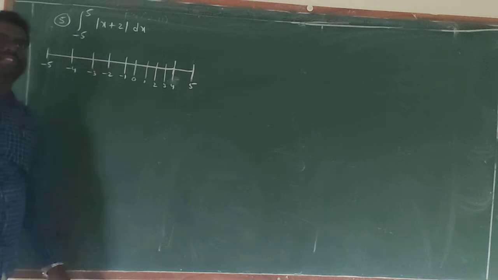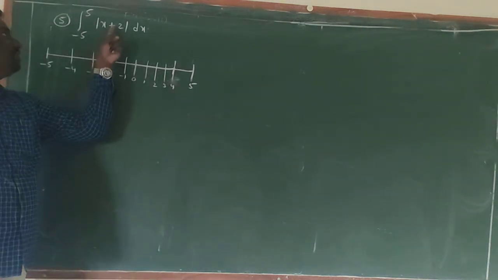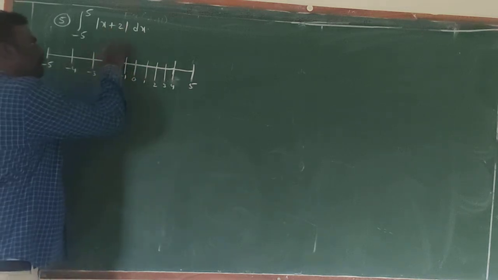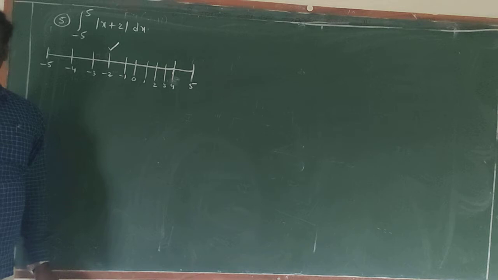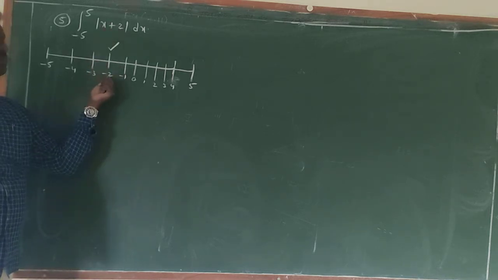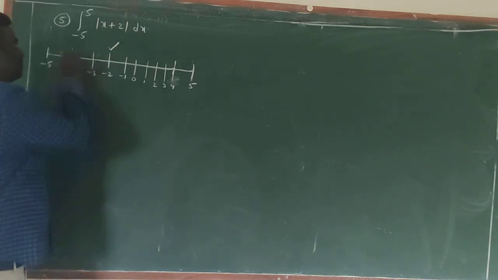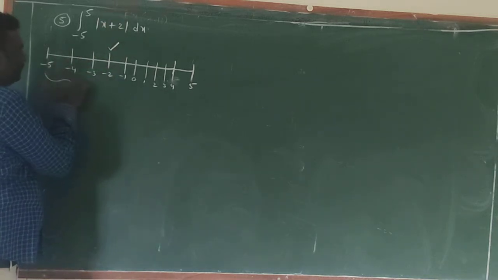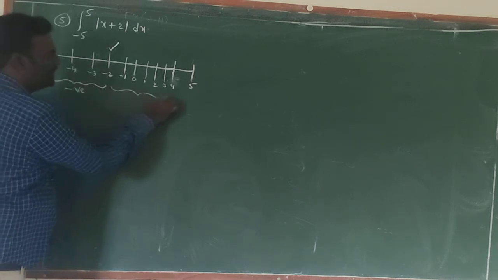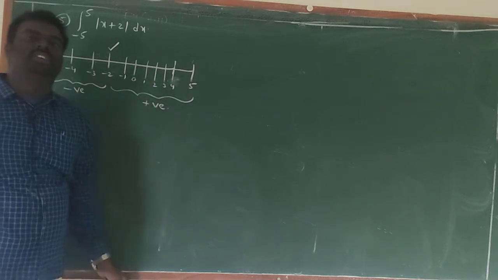That's why, students, I will tell one shortcut method. Here what is the value? Plus 2. Here you take minus 2. Once again listen, here plus 2 is there, here you take minus 2. Here minus 2 is there, you take plus 2. Up to this, negative. After this, positive. It is an easy method to understand.